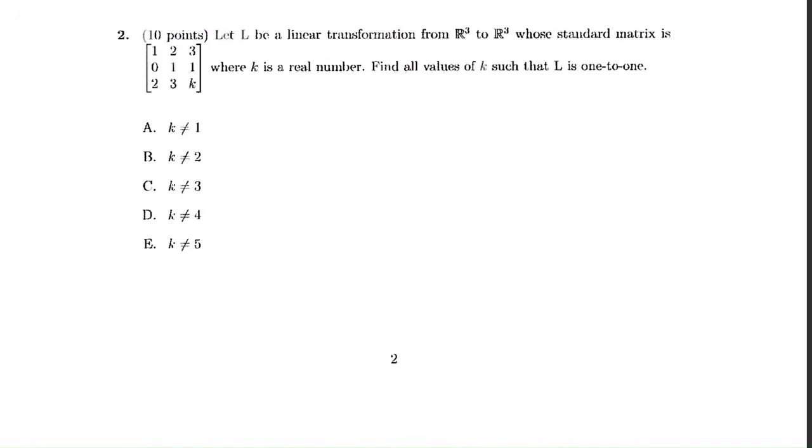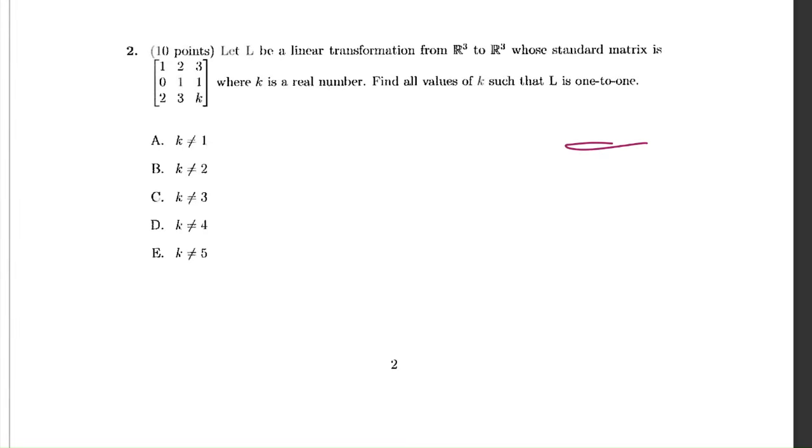Okay, so for number 2, we have this linear transformation from R3 to R3 with the standard matrix given here, and we want to find k such that L is 1 to 1. So what the standard matrix means is that this is the matrix that you multiply by some x in your initial vector space, which in this case is R3. And this will give us the resulting vector in R3 in this case.